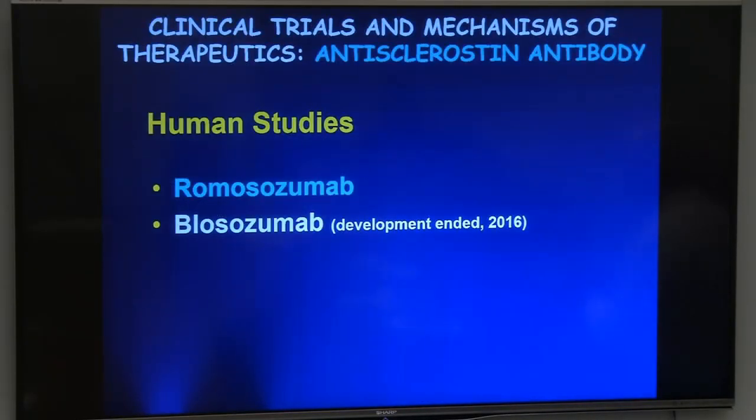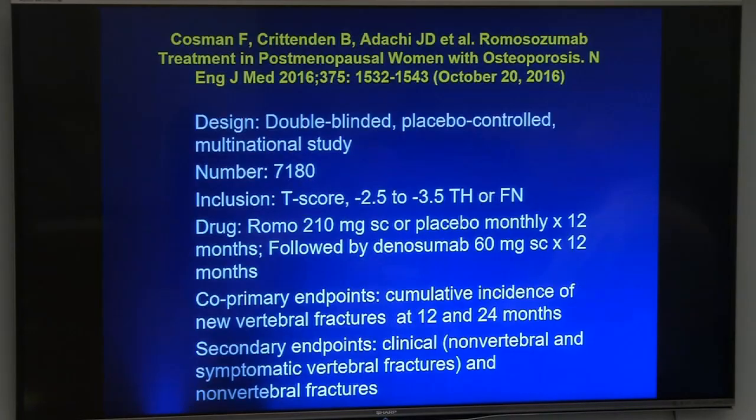All right, there are two drugs. Actually, there's one drug. There were two drugs. The other drug, you can forget. It's no longer being developed. But the drug we're going to talk about is Romosozumab. And if you say Romosozumab about 10 times in a row, you won't forget how to pronounce it. Pretty easy, Romosozumab. I say it at night 10 times, so I won't forget how to pronounce it.